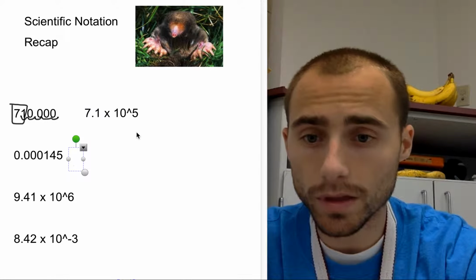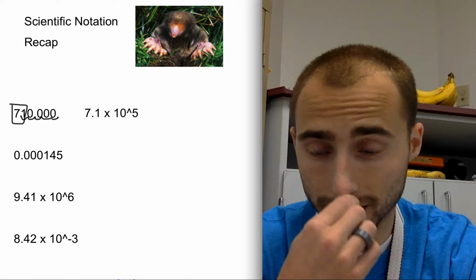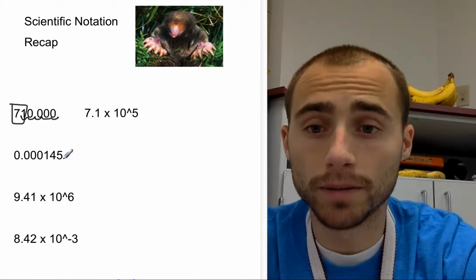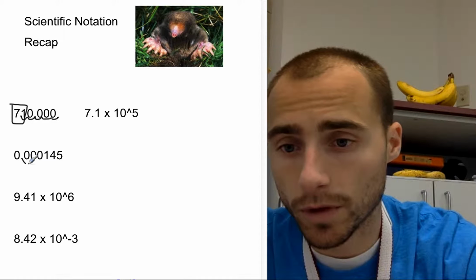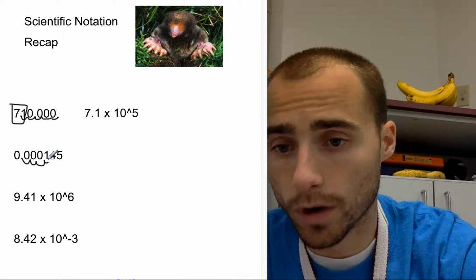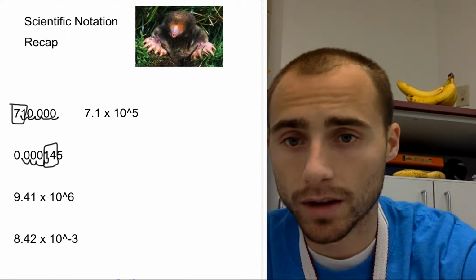Okay, down here, let me get my pen tool. The number we're starting with this time, is it greater than or less than 1? It is less than 1. Therefore, when we move the decimal, move it 1, 2, 3, 4, and stop. Always stop between the first two numbers you get to. So I moved it 4 times.